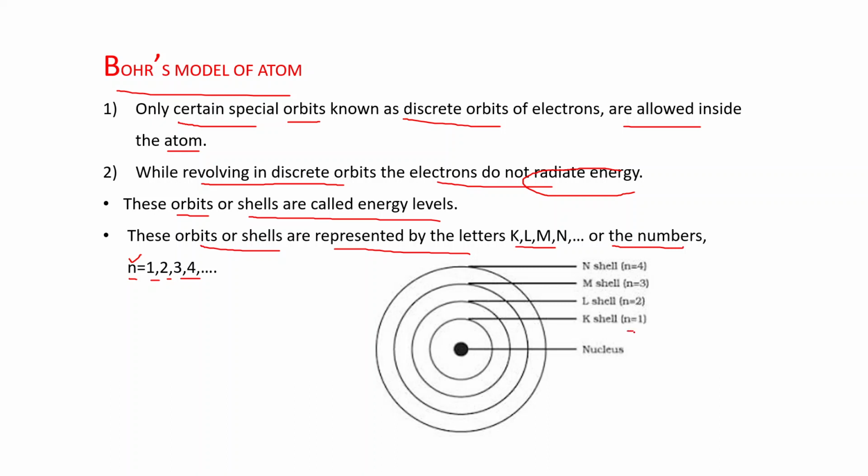If n is equal to 1, it represents the K shell. If n is equal to 2, this is the L shell. If this is 3, this is the M shell. If n is equal to 4, this is the N shell, and so on. And this is the nucleus. These orbits are concentric around the nucleus.